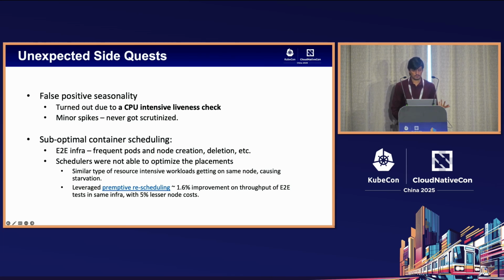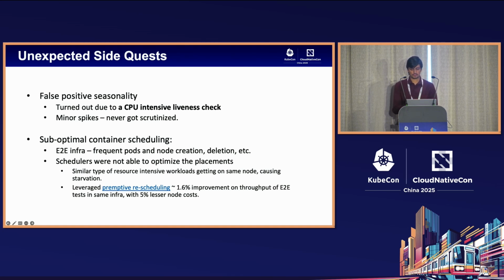And another infrastructure DevOps team, while trying to defragment one of the E2E clusters, found that the cluster they were using was going through very frequent cycles of node and pod addition and deletion. As a result, the Kubernetes scheduler could not optimize the placement of pods as effectively as it generally does. It led to a situation where a lot of memory-intensive pods were getting scheduled together, causing resource starvation on some nodes.